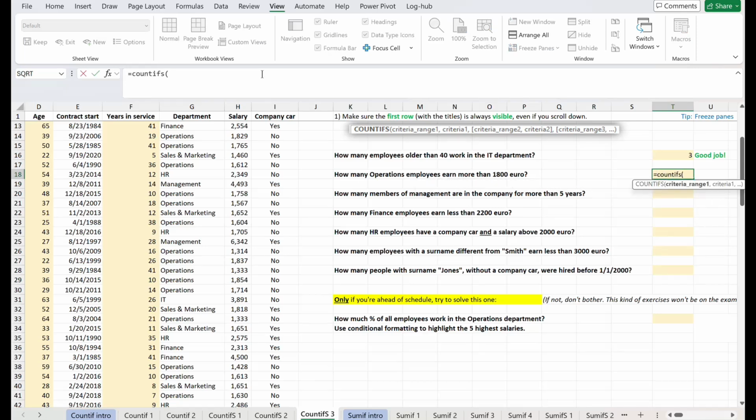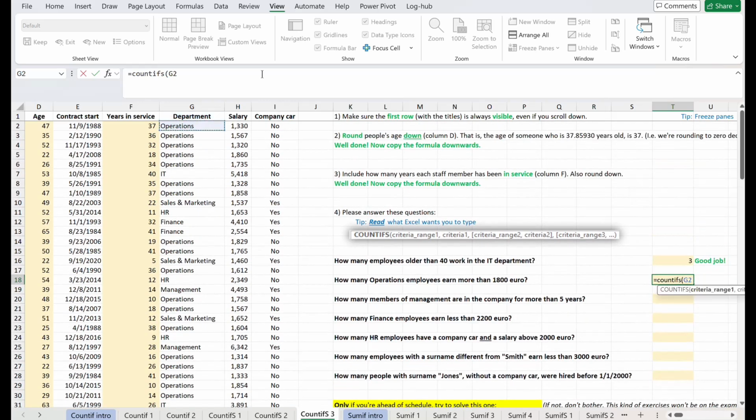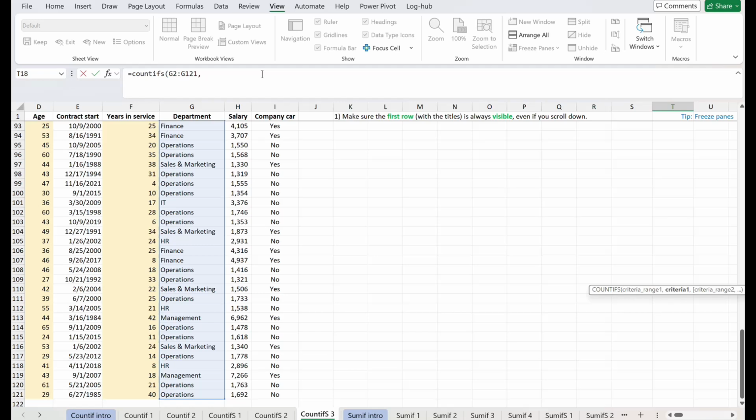We need people from operations who earn more than 1,800 euros. So the first range is the department. Always make sure you start on top. Yeah, G2 until G121. Operations is the criterion.